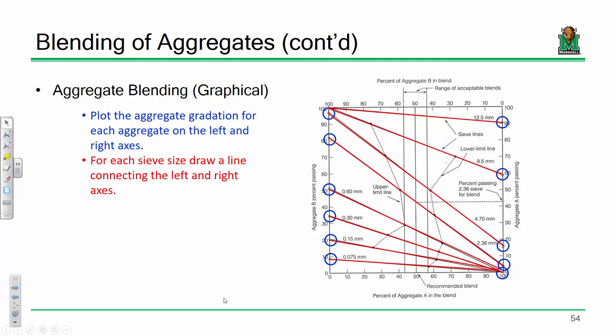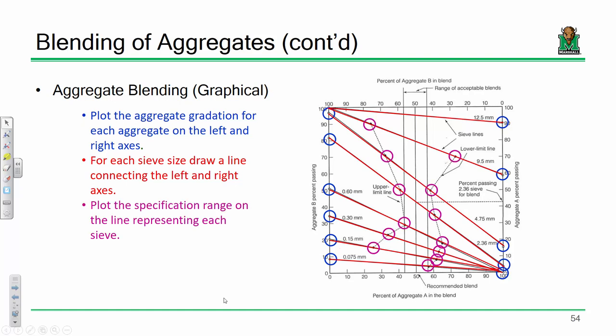So the idea is, this is my gradation for aggregate B. This is my gradation for aggregate A. So dependent upon my blend, for instance, if I use 80% of B, this is basically a graphical means to determine, if this is my blend, how much is going to pass each individual sieve. Does that make sense? Everybody okay with that? Okay, all right. So this is essentially the first step, which is to draw what we're calling our sieve lines.